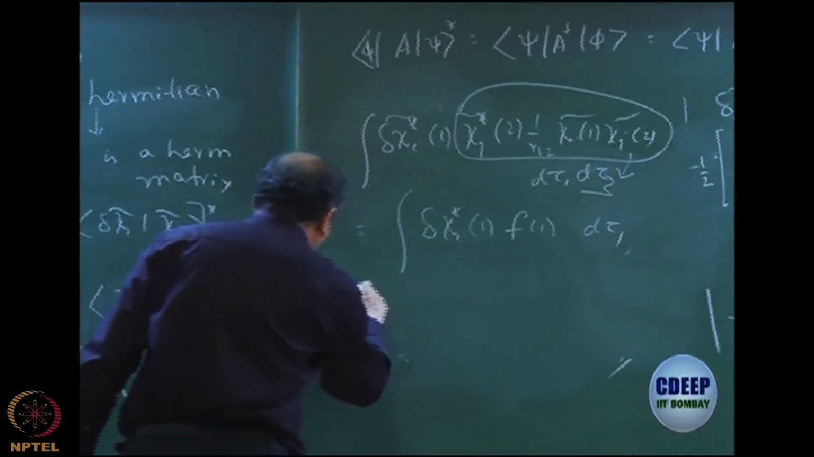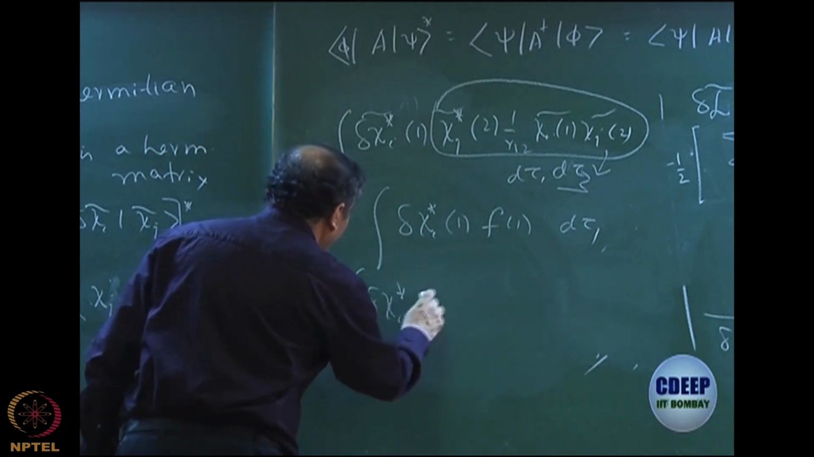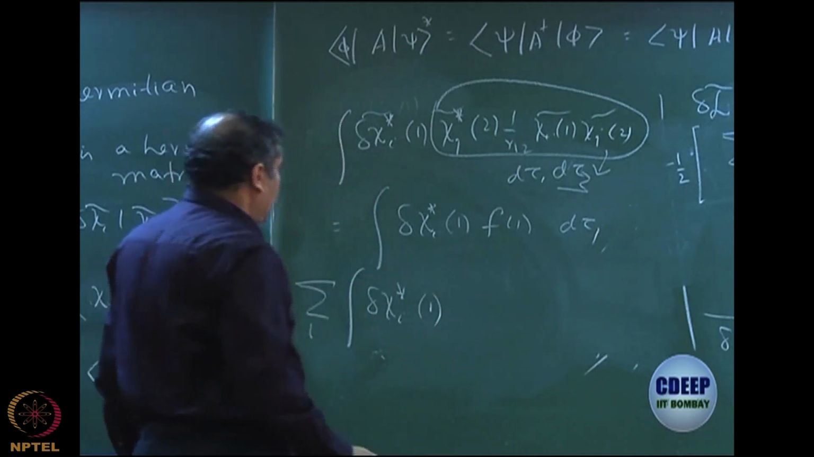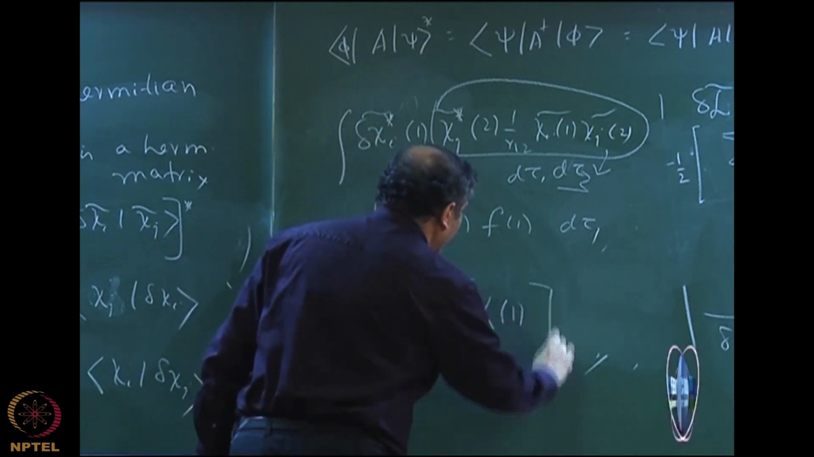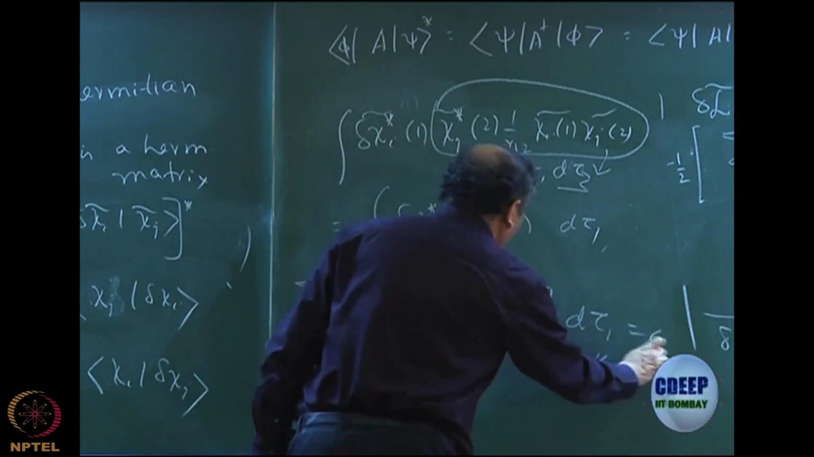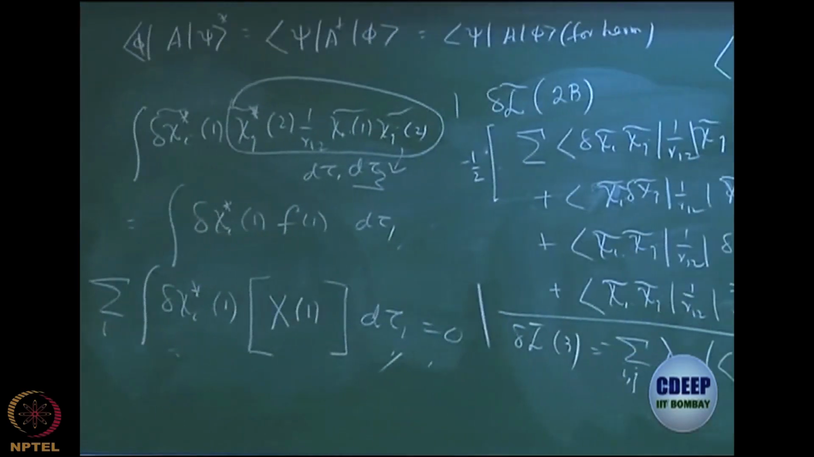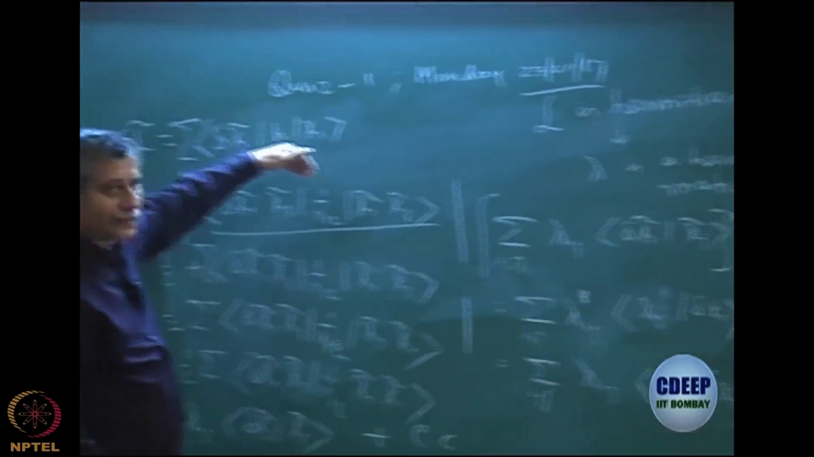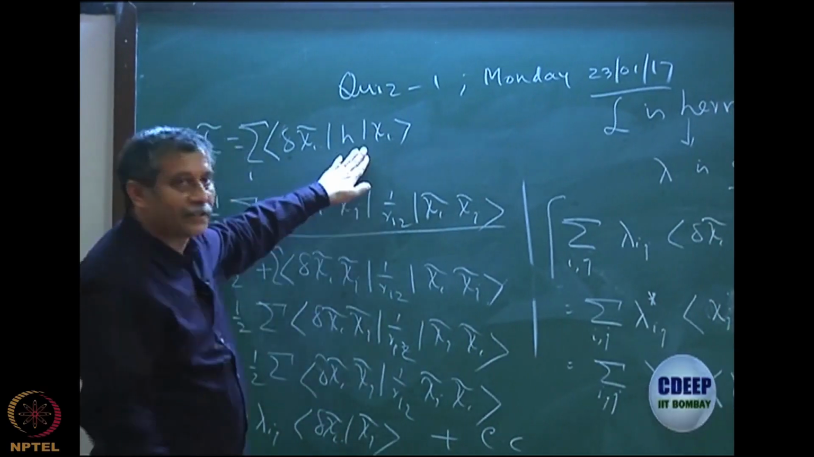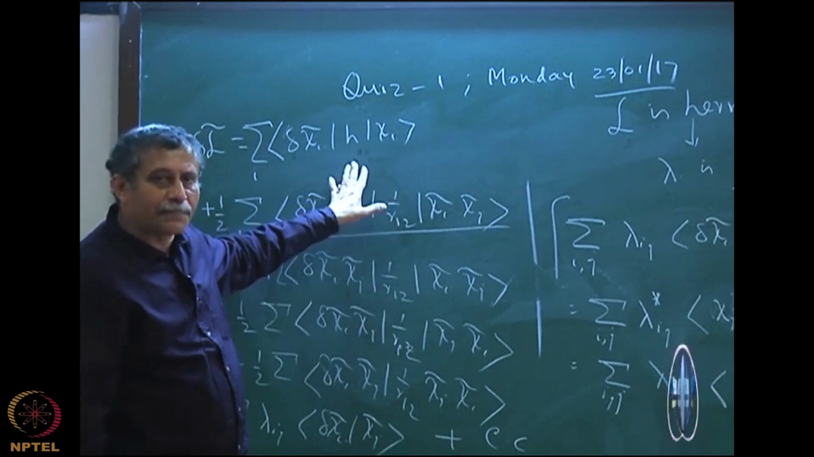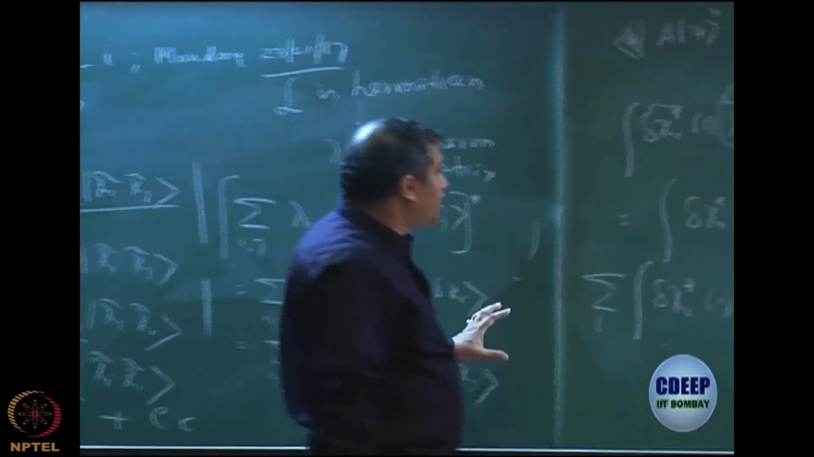So, let me write it down. Sum over i delta chi i star 1, and then I have some term which I just call now x of 1, d tau 1, equal to 0. That's what I am going to get. Finally, I am going to get this form. That x of 1 contains everything. This one integrated over 2, 2, 2, here, here. Here, of course, there is no integration over 2. It is simply h of 1 chi i. Here, it is a very simple thing. So, this is what I am going to get.